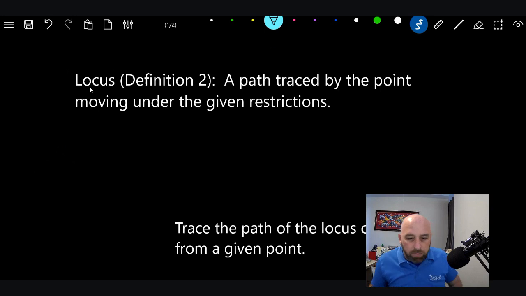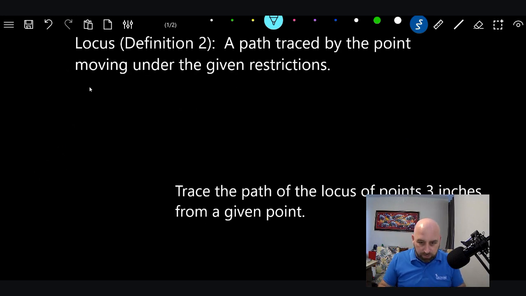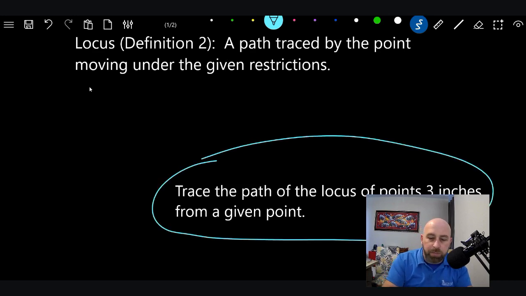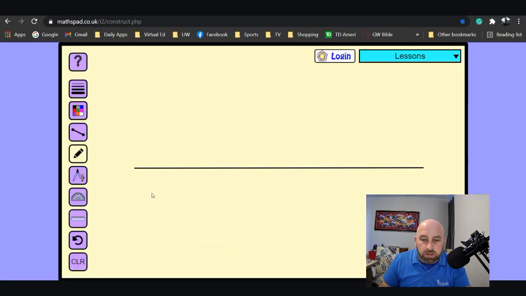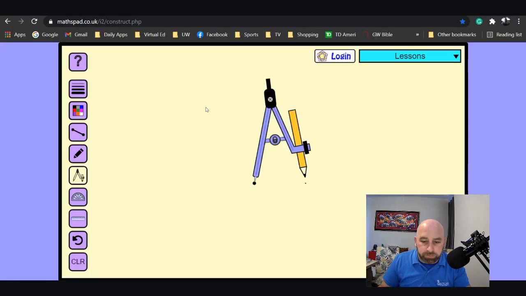All right, let's go back up here and let's look at this problem. I'm going to give you this one first, and we'll do this together. Trace a path of the locus of a point. So we're talking about the locus of a point 3 inches from the given point. All right, what does that mean? Well, let's go over to this right here.